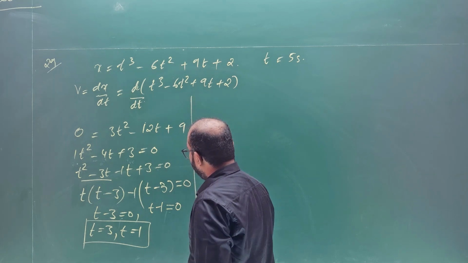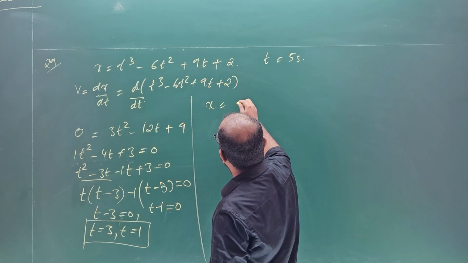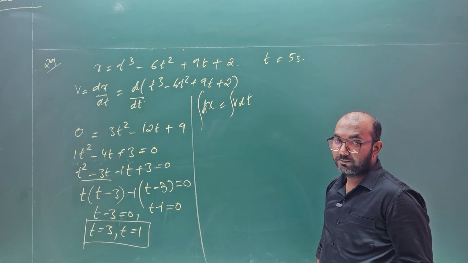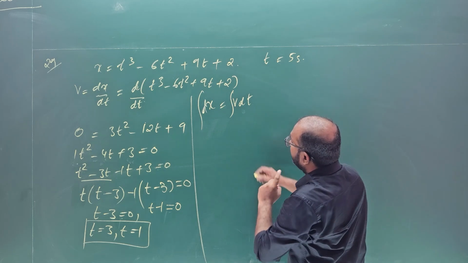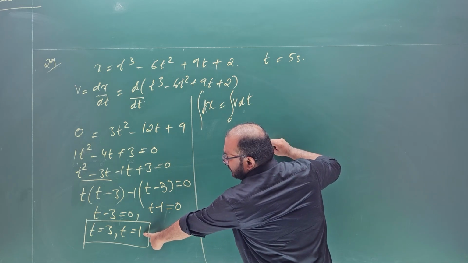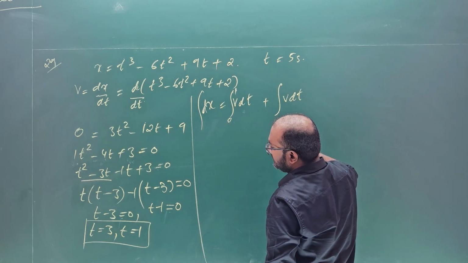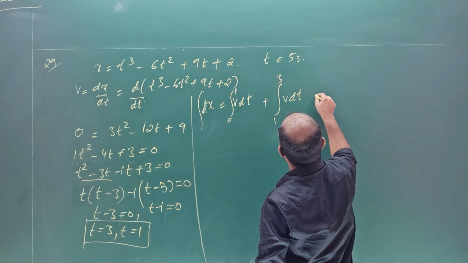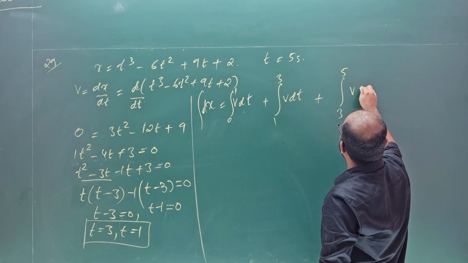Now, in the same equation, can I write x is equals to integral of v dt, integrating this. Now from what time to what time? First, starting from 0, and the first time is 1. So integral from 0 to 1 of v dt, plus, the second velocity is 0 at 3, so integral from 1 to 3, plus integrating from 3 to 5 of v dt.